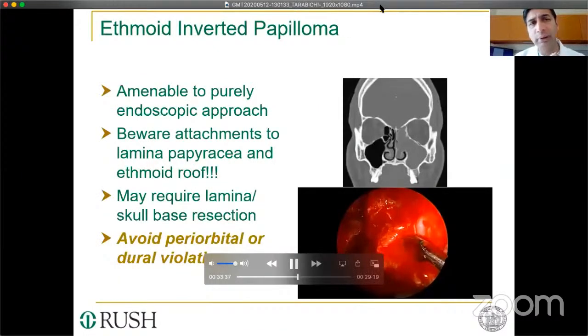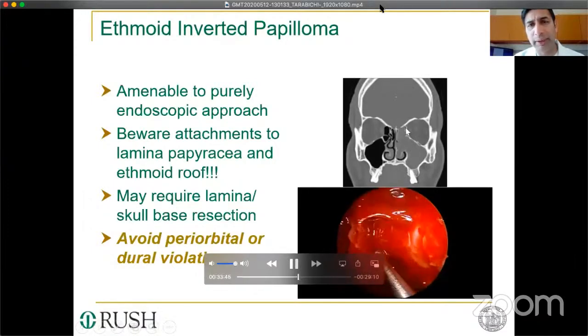Now, let's look at ethmoid inverted papilloma. And you can see here the thickening of bone in this recurrent IP, and that's this very broad area of attachment.